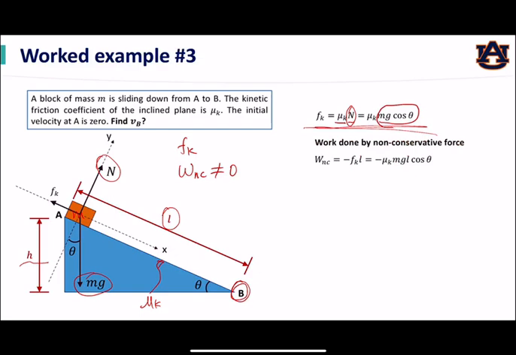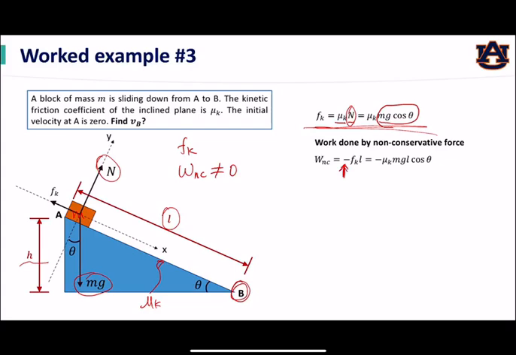So let's now look at the work done by this non-conservative force. We need to multiply the friction by the displacement of the block. And here, the negative sign is because the friction and the displacement are in opposite directions. So it gives a negative sign, indicating the non-conservative force is doing negative work. So we will find the work done by the non-conservative force is negative mu_k multiplied by mgL cosine theta.